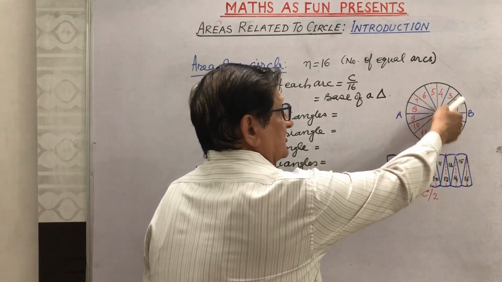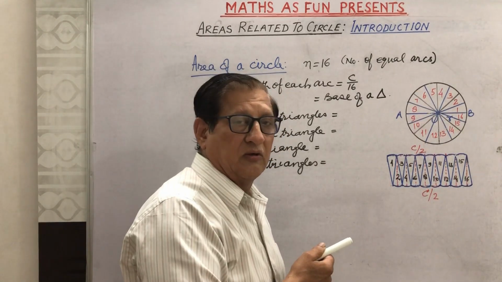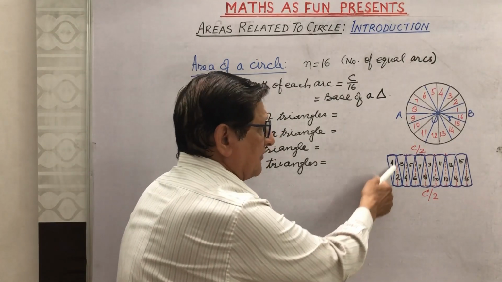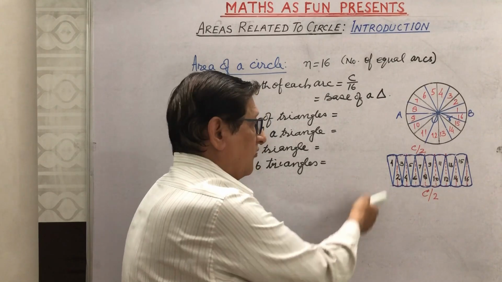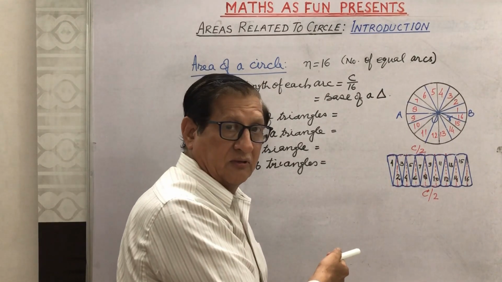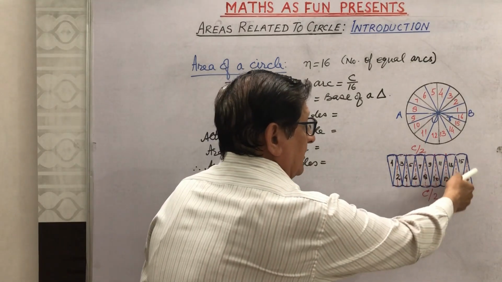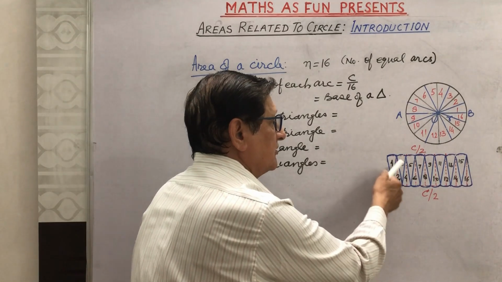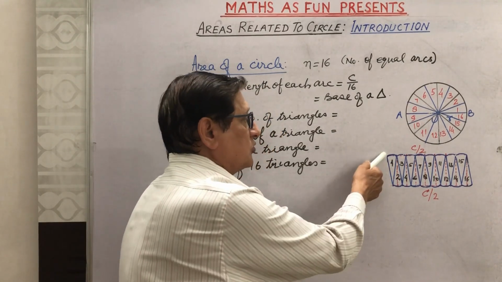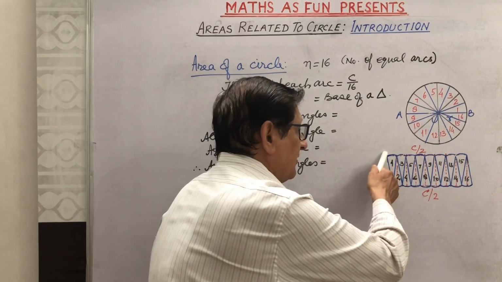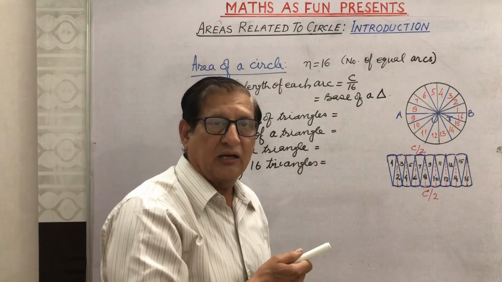Here we have taken 16 parts of a circle, we have divided it into 16 sectors. And if we arrange them like this, one upside down, another upward, then this forms something like a parallelogram. And all these arcs are so small that they act as a line. So this will be just like a straight line.